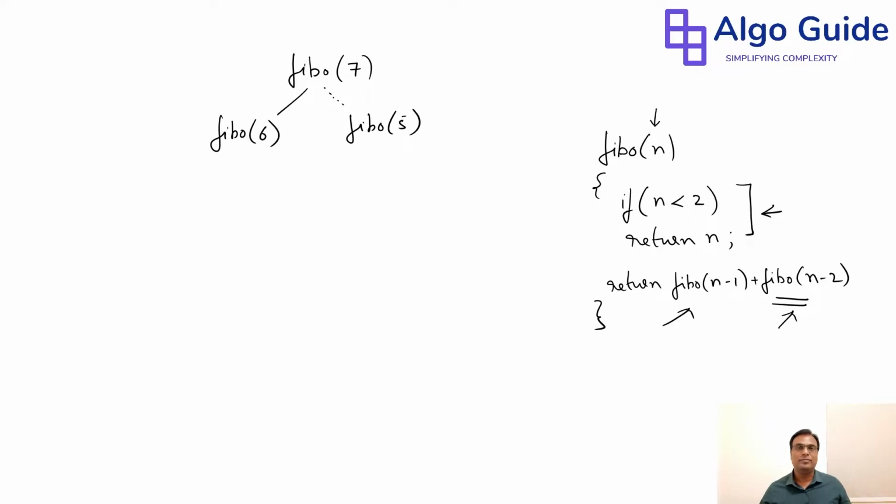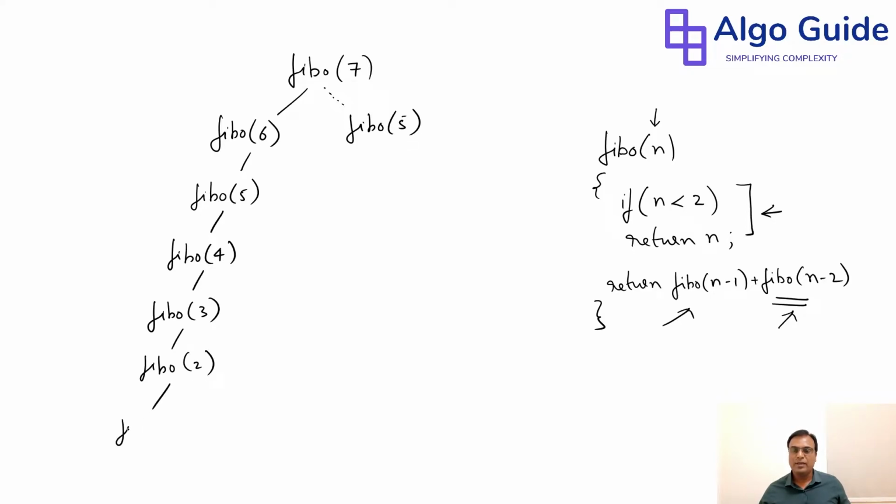So fib of 6 calls fib of 5. Fib of 5 calls fib of 4. Fib of 4 calls fib of 3, which internally calls fib of 2, and finally it calls fib of 1. At this point, when the value of n is 1, the base condition is met, therefore the value of n is returned. So this returns a value 1, and then it is removed from the call stack.